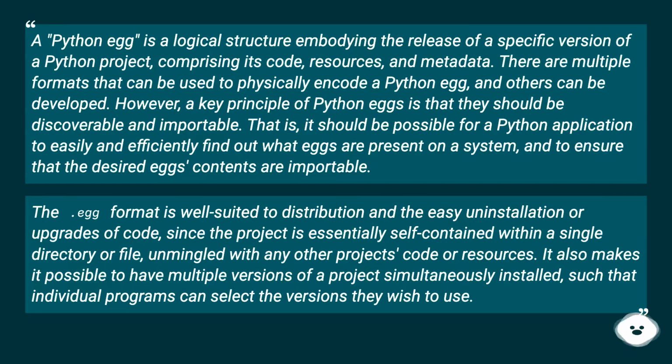That is, it should be possible for a Python application to easily and efficiently find out what eggs are present on a system, and to ensure that the desired egg's contents are importable. The .egg format is well suited to distribution and the easy uninstallation or upgrades of code, since the project is essentially self-contained within a single directory or file, unmingled with any other project's code or resources. It also makes it possible to have multiple versions of a project simultaneously installed, such that individual programs can select the versions they wish to use.